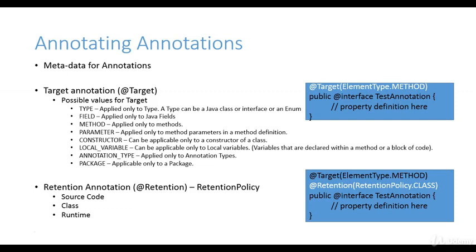There are quite a few target types that get applied at pretty much every element level of a Java class or an interface. As you see here on the slide, the possible values for target types are TYPE, and TYPE target is applied only to a type, and a type can be a Java class or an interface or even an enum or even an annotation itself.